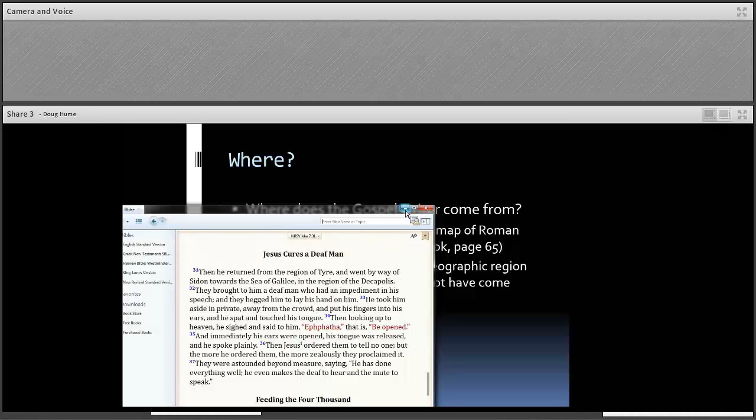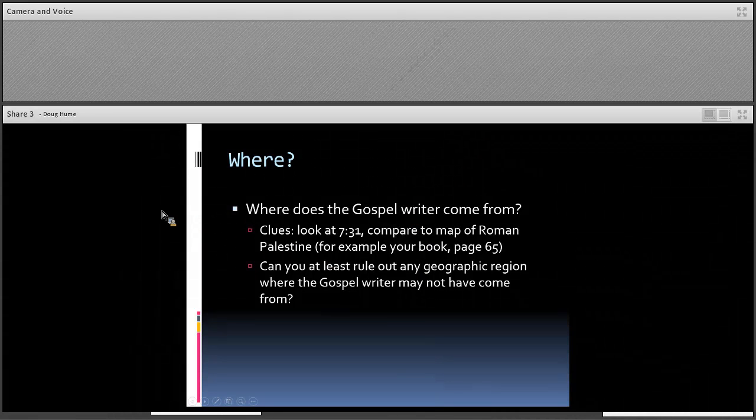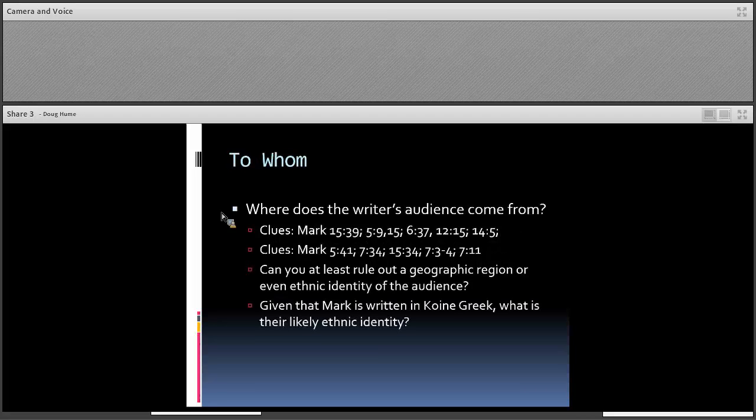So one thing that we might believe is that the gospel writer didn't really know Israel very well. He didn't know the geographic region of Israel. This seems to be confirmed in the last slide. If you read Mark 7:3 through 4, he doesn't quite know the Jewish customs very well of Jesus' day. So there is a case to be made that he may not know exactly what Israel was like.